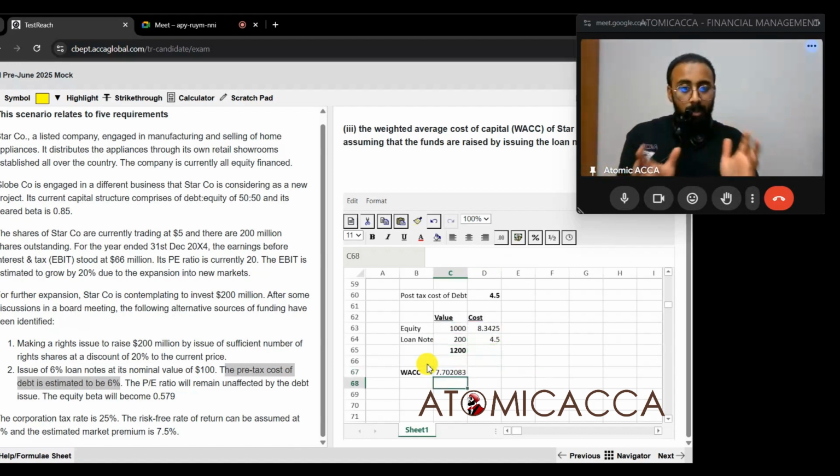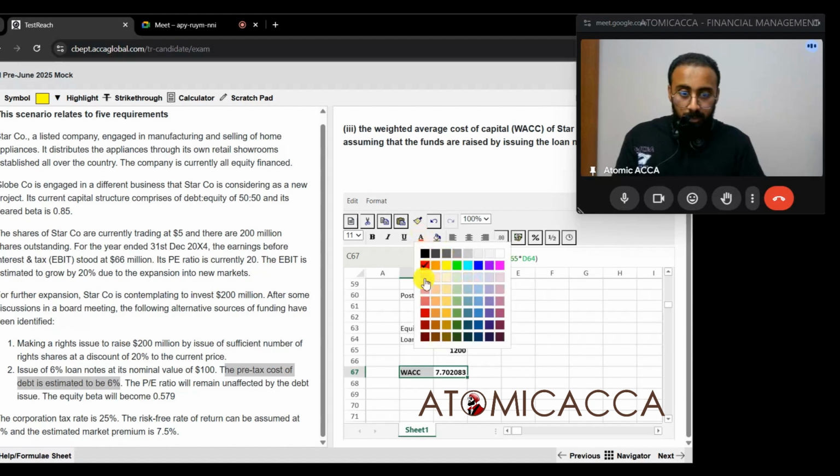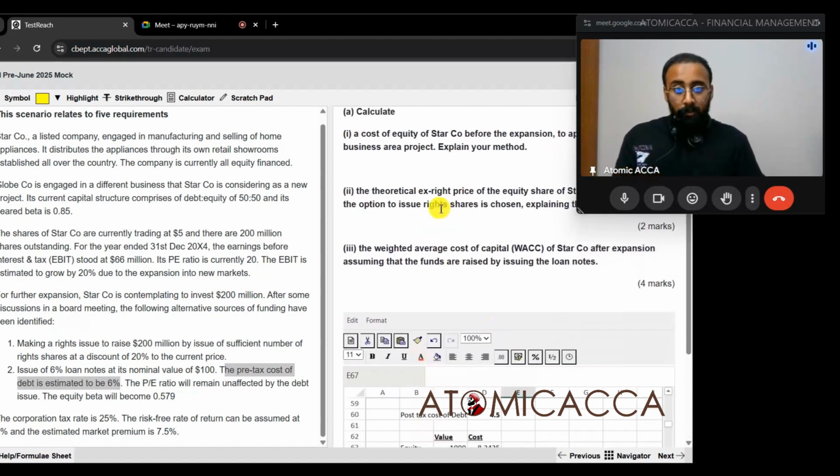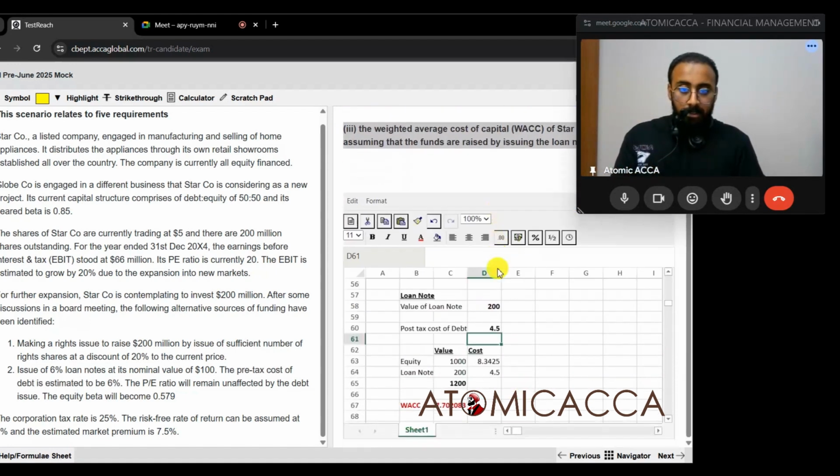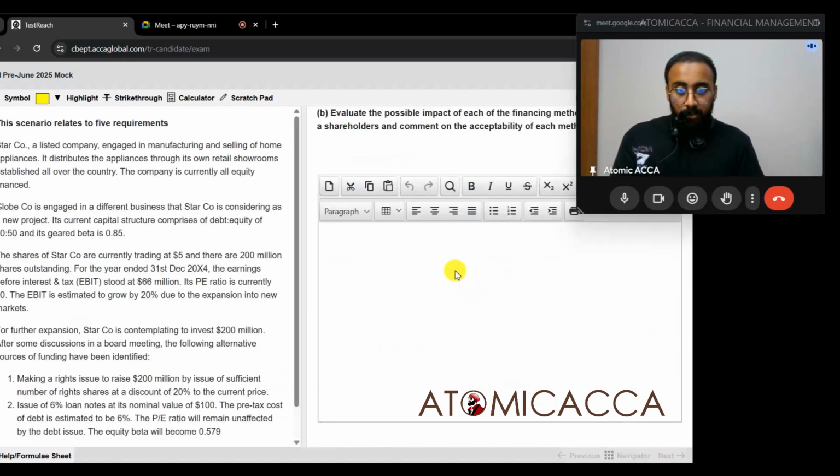Hit enter. We have the figures ready. So how much do we have? 7.702 percent. This will be the WACC for this particular question. And with that, we are done with all the numericals required for question number A123. All sorted? Cool. Next, let's go to question number 2.